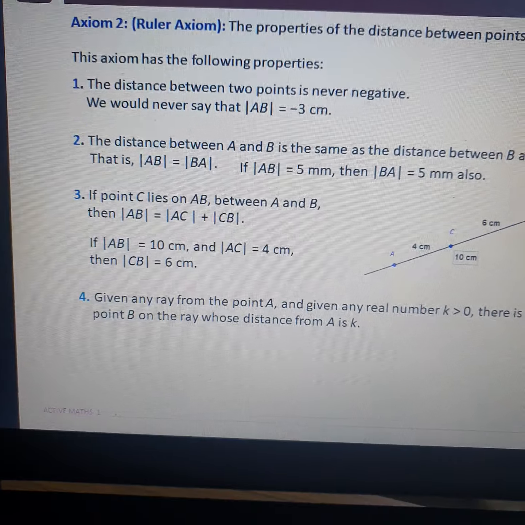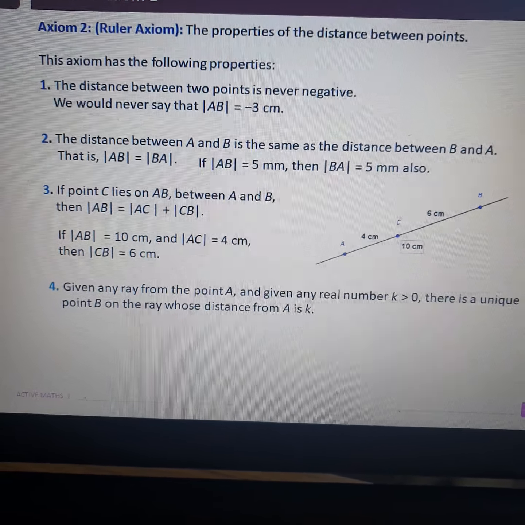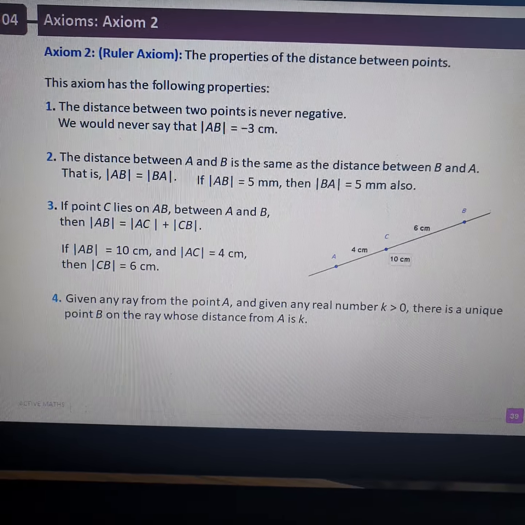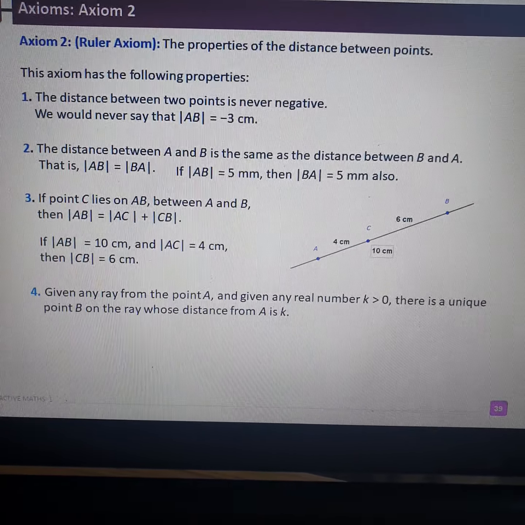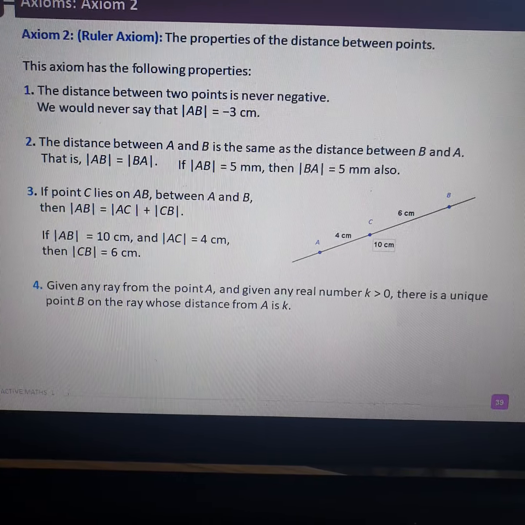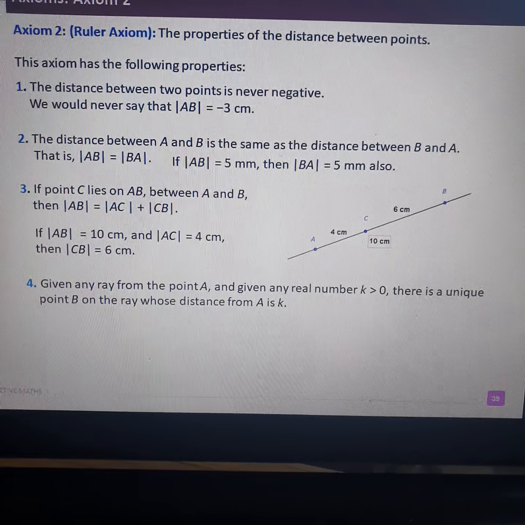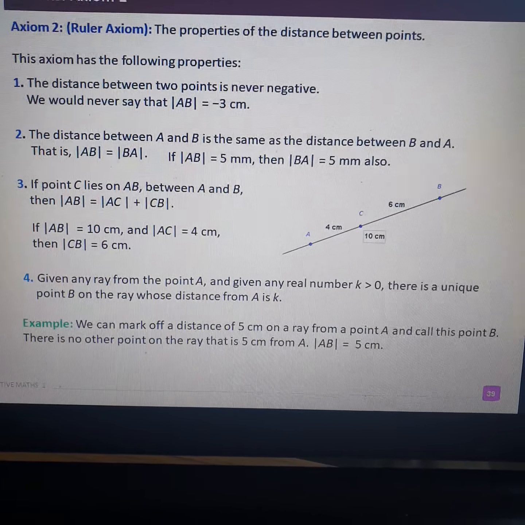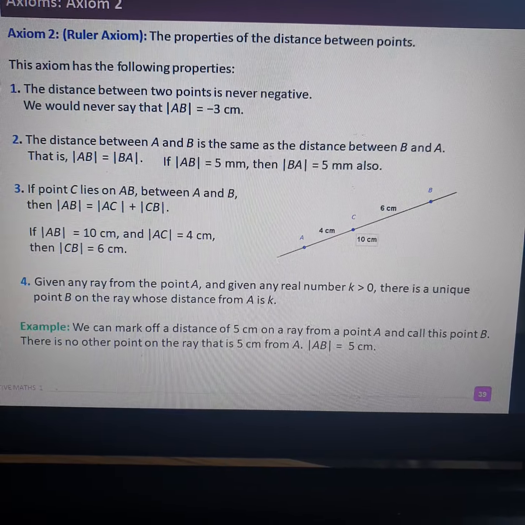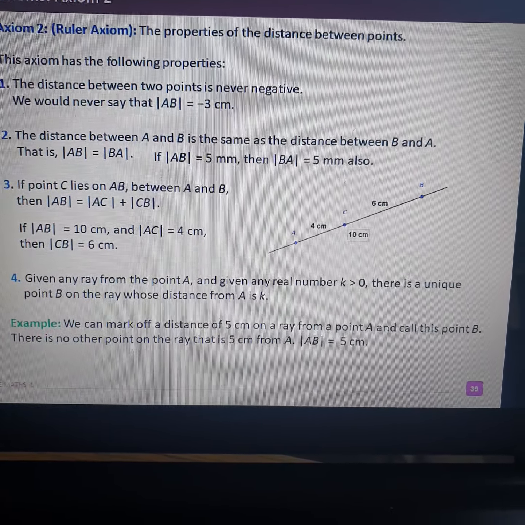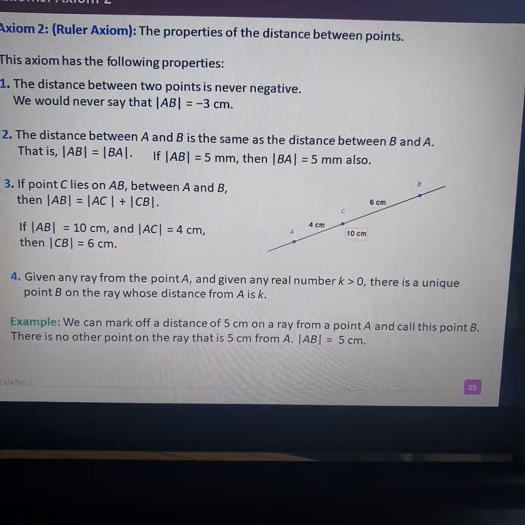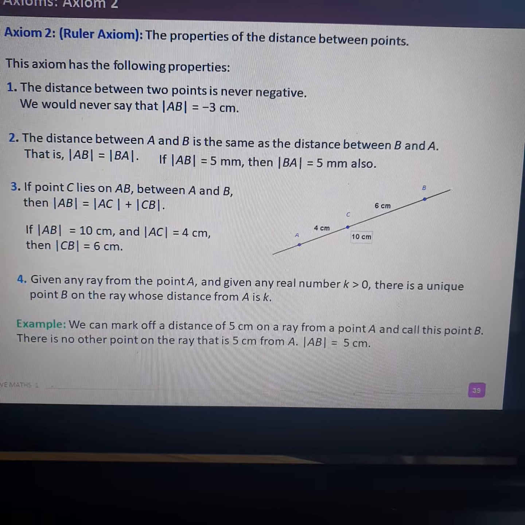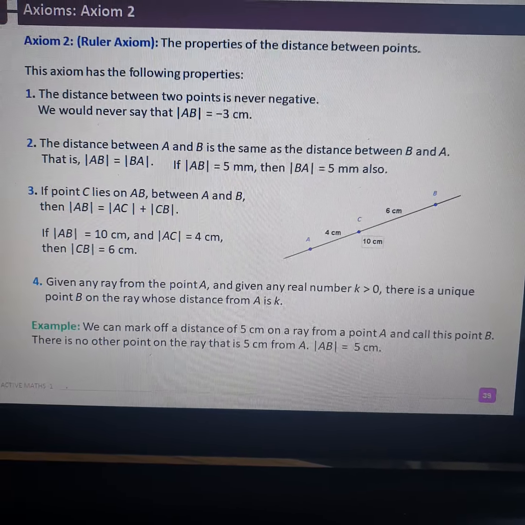And then the last point: given any ray, remember a ray is a line that starts at 1 point, continues through another point and goes on into infinity. From the point A, and given any real number k greater than 0, there is a unique point B on the ray whose distance from A is k. For example, we can mark off a distance of 5 centimeters on a ray from a point A and call this point B. There is no other point on the ray that is 5 centimeters from A. So AB is equal to 5 centimeters.